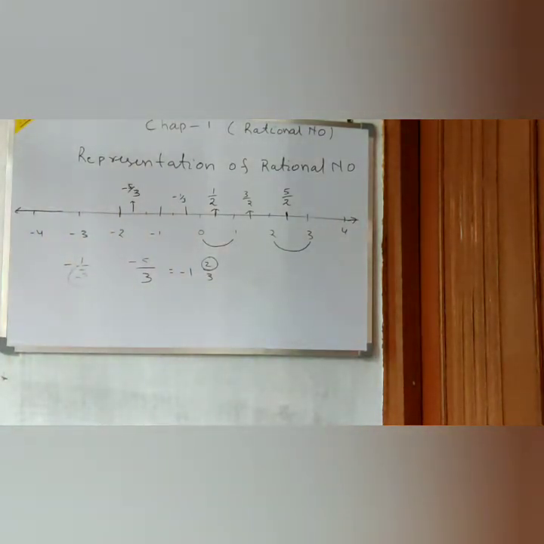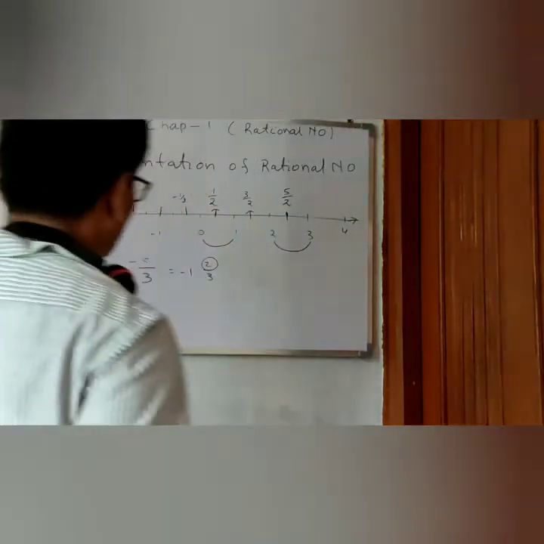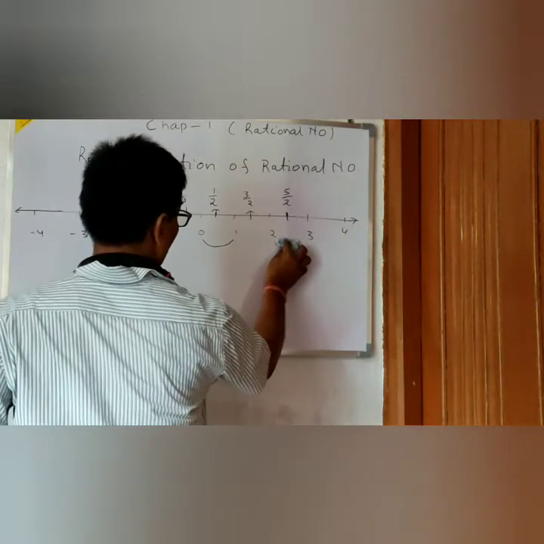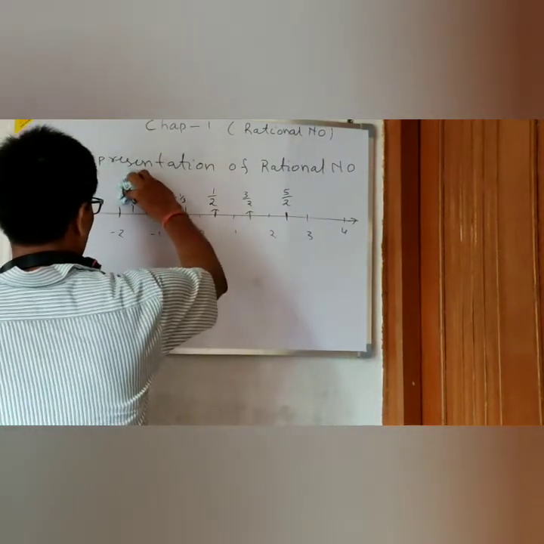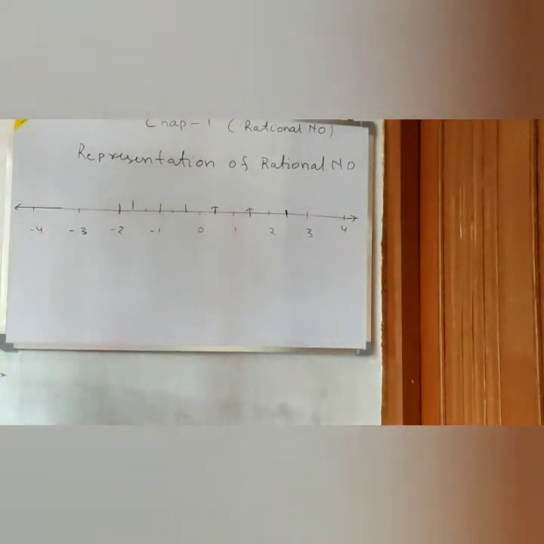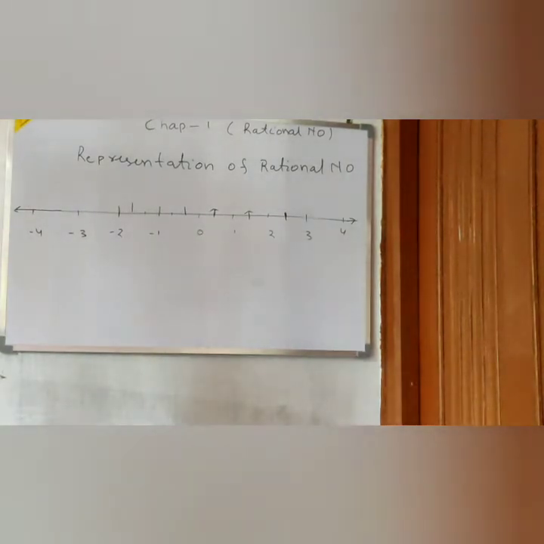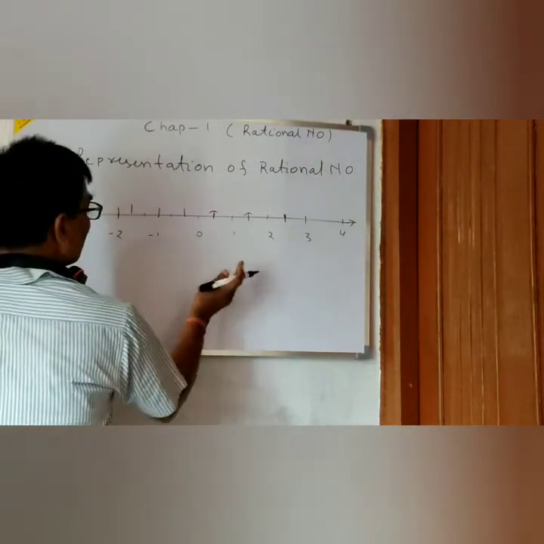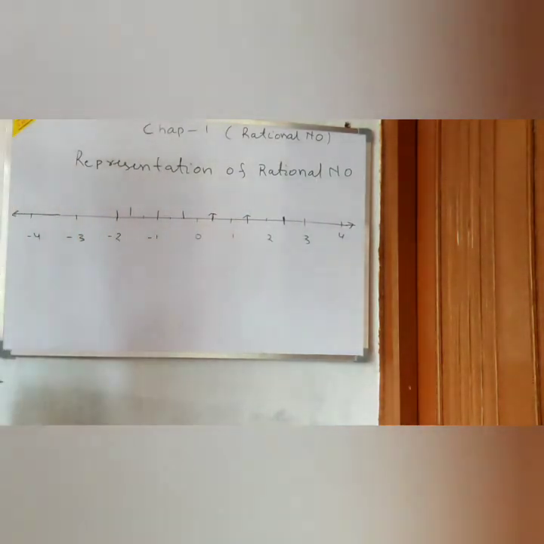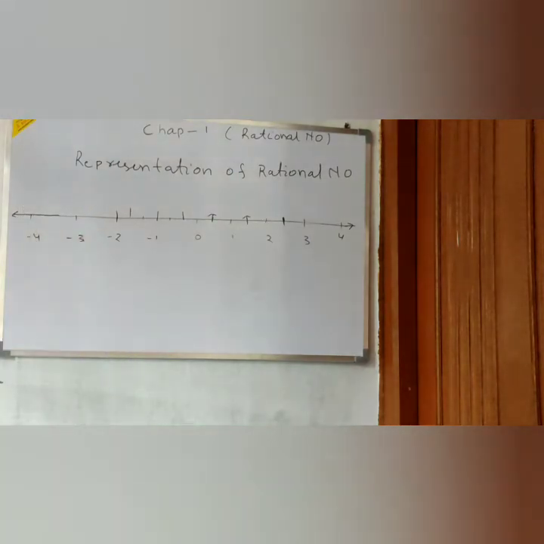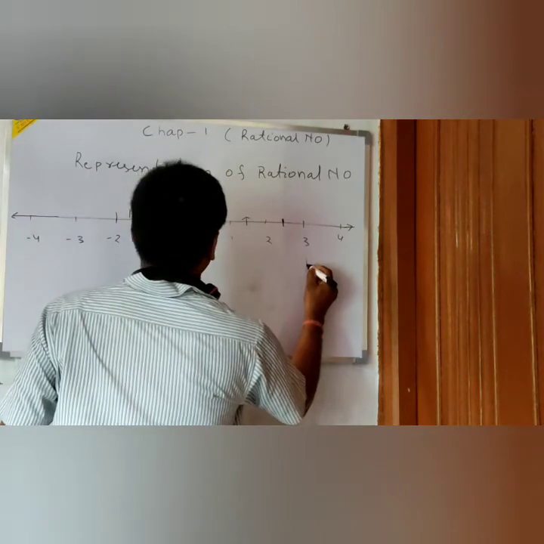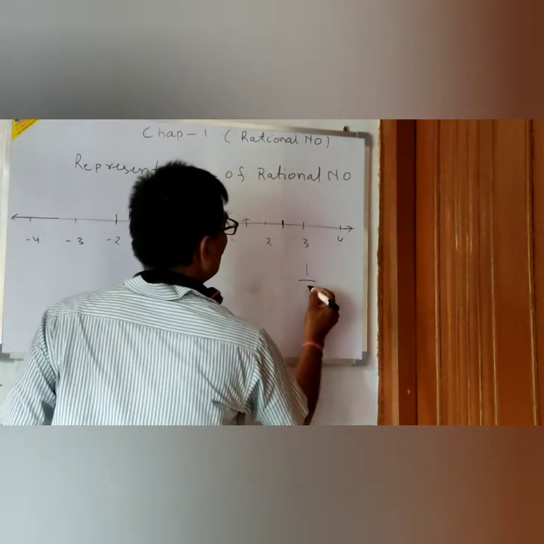In this way, you can represent many numbers on the number line. Now we start many more parts on the number line, for example, 3 by 4, 5 by 3. You learned about 2 parts, 3 parts. Now you learn about 4 parts. For example, 1 by 4.